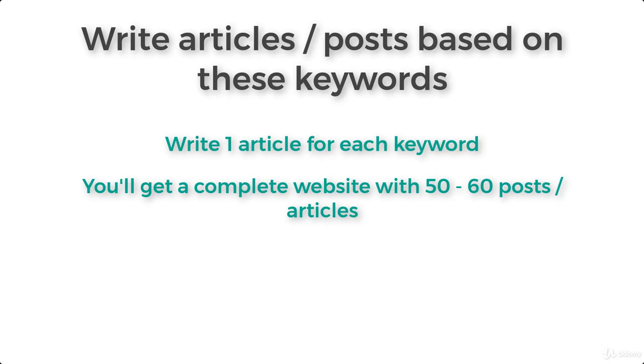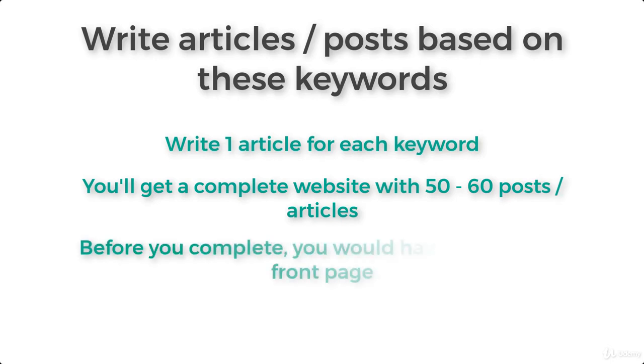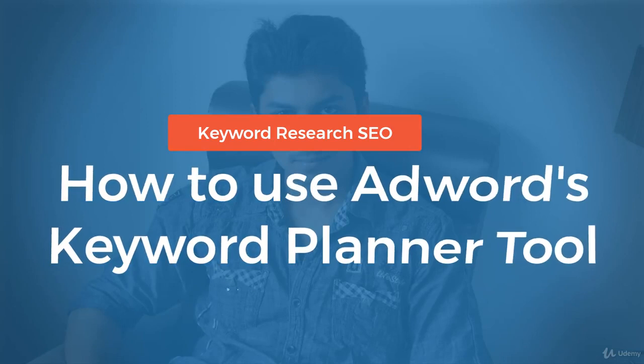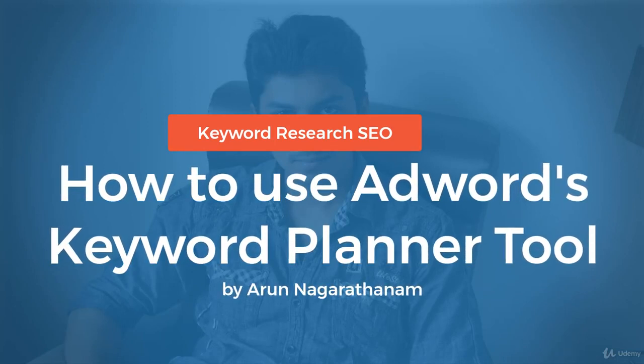Even by the time you finish these 60 articles, definitely you should have got into the front page for 10 to 20 keywords. In the next lecture, you will learn how to use Google AdWords Keyword Planner tool to find the top organic keywords of specific landing pages.